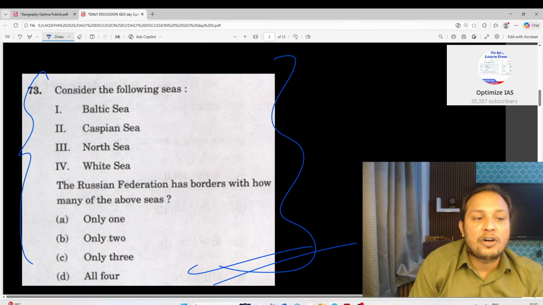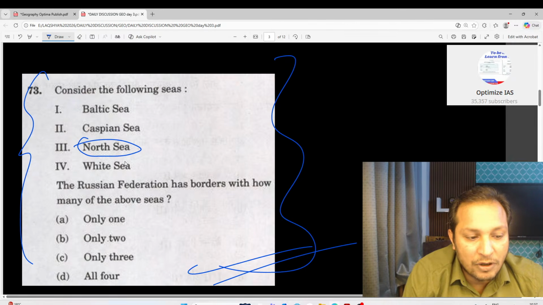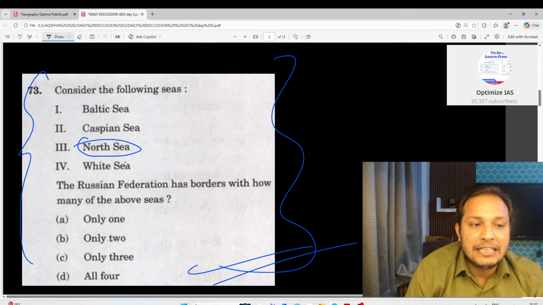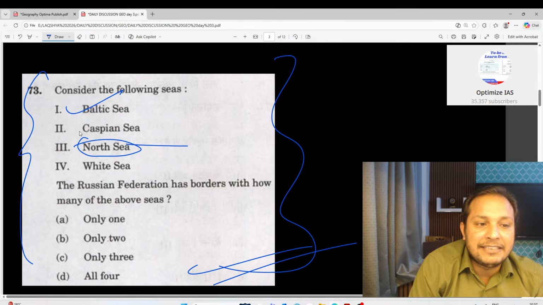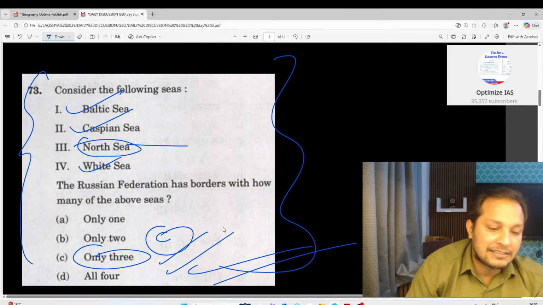See, Russia does not have a boundary with the North Sea. So if you eliminate North Sea, we get Baltic Sea, Caspian Sea and White Sea. So the answer is option C.